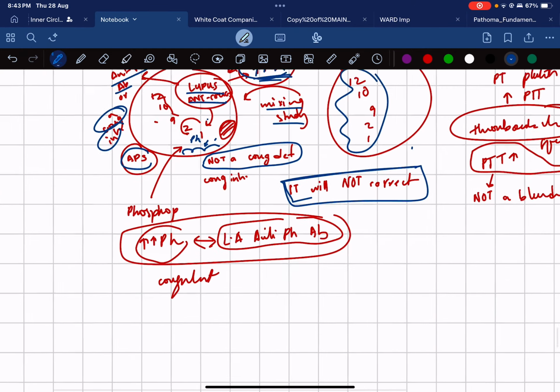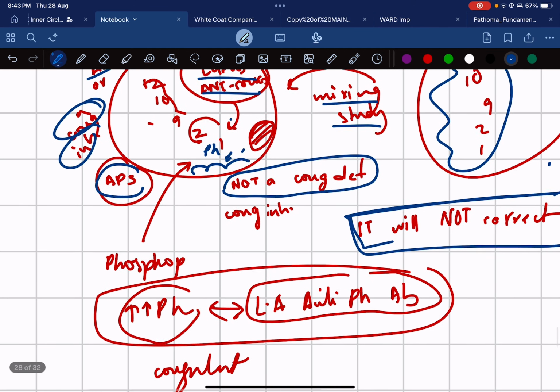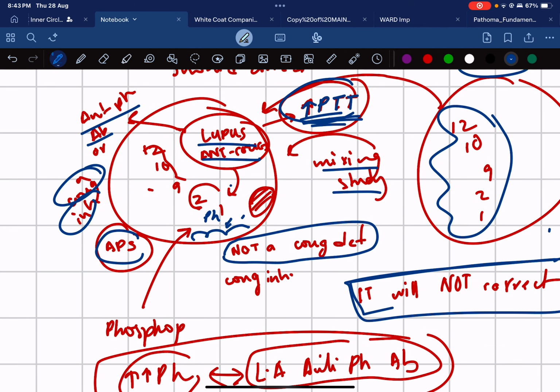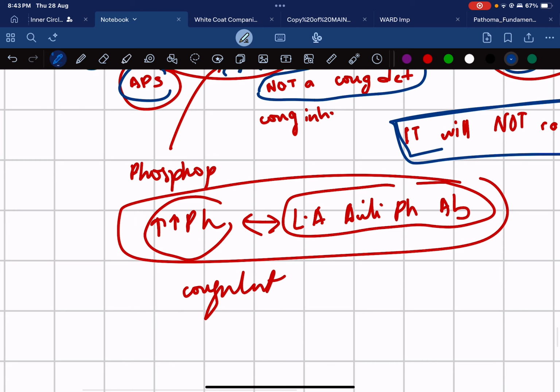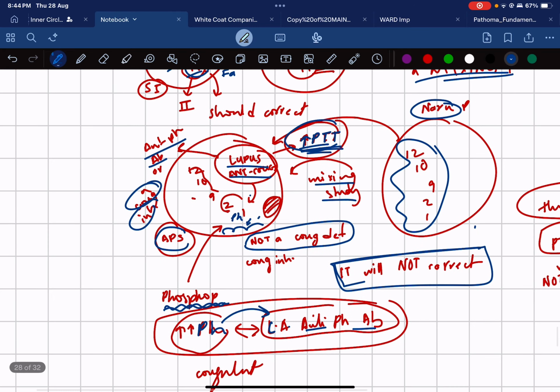So one way to correct this PTT in antiphospholipid antibody syndrome is to supplement them with phospholipids instead of the coagulation factors, because the phospholipids will combine with the Lupus anticoagulant, the antiphospholipid antibody. There will become a point when they reach a threshold where the phospholipids overwhelm the antiphospholipid antibody, and the coagulopathy will correct. Okay, so that is that.